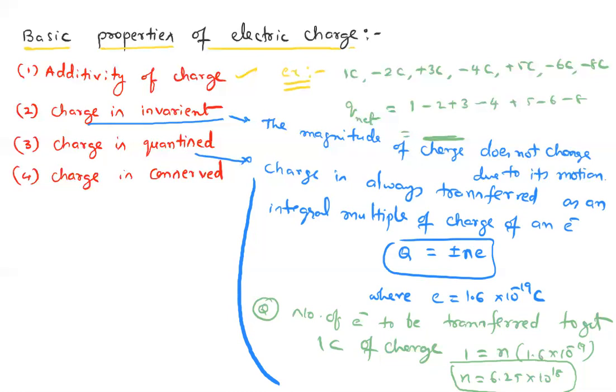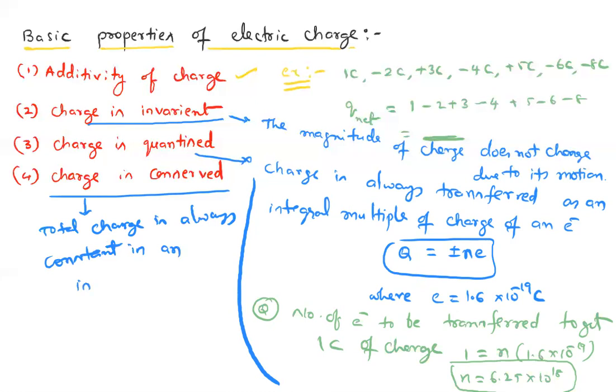What is meant by charge conserved? Within an isolated system consisting of many charged bodies, due to interaction among the bodies, charges may get redistributed. But it is found that the total charge of the isolated system is always conserved. This is called charge conservation. It means the total charge is always constant in an isolated system.